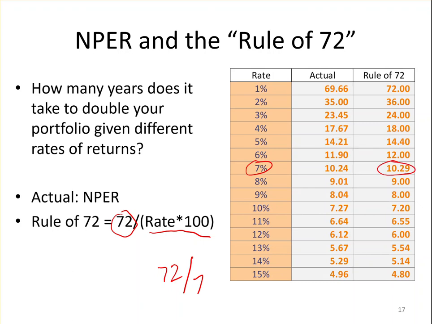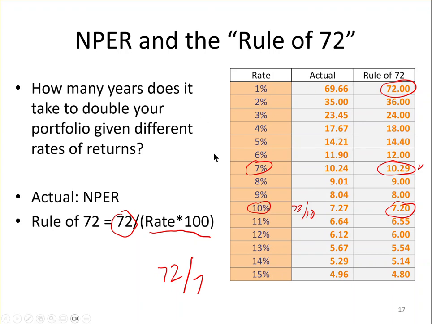So what the Rule of 72 tells you is, if you're earning 7%, it will roughly take you 10 years to double your money. If you're earning 10%, I take my 72, divide it by 10, and I'll double my money every 7 years. If I'm earning 1%, I'll double my money every 72 years. So this is what the Rule of 72 tells you.